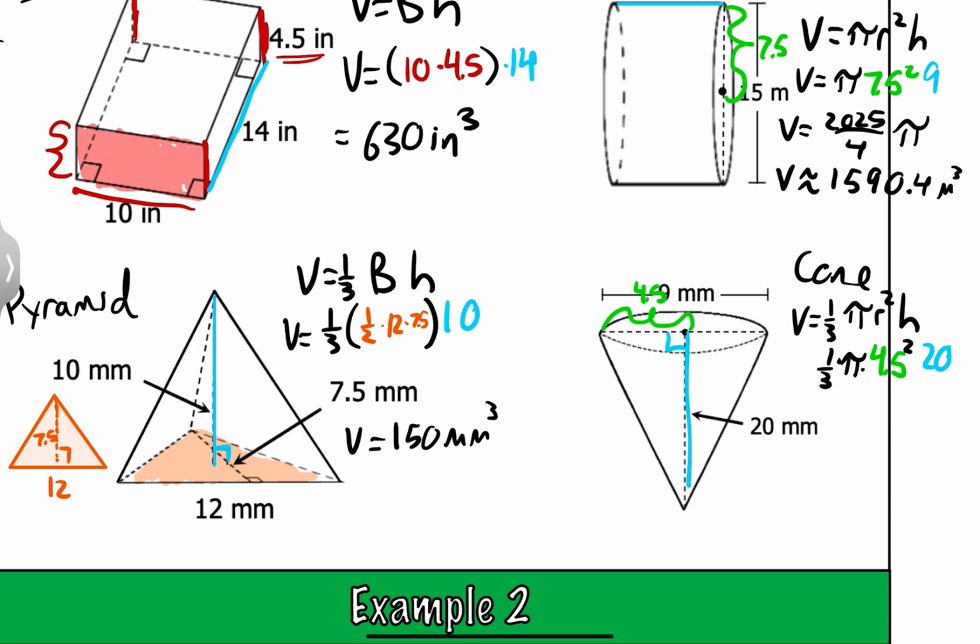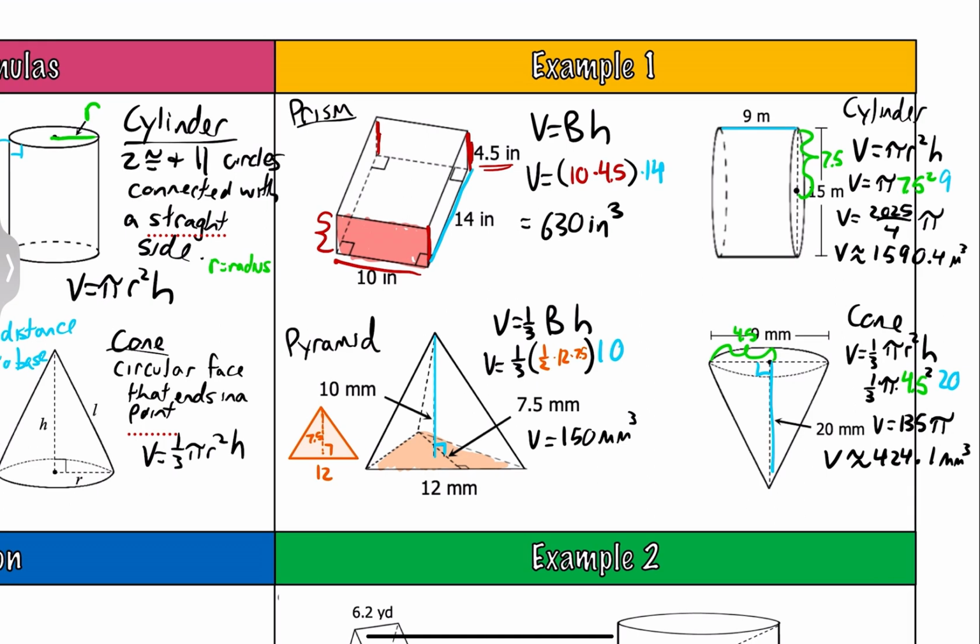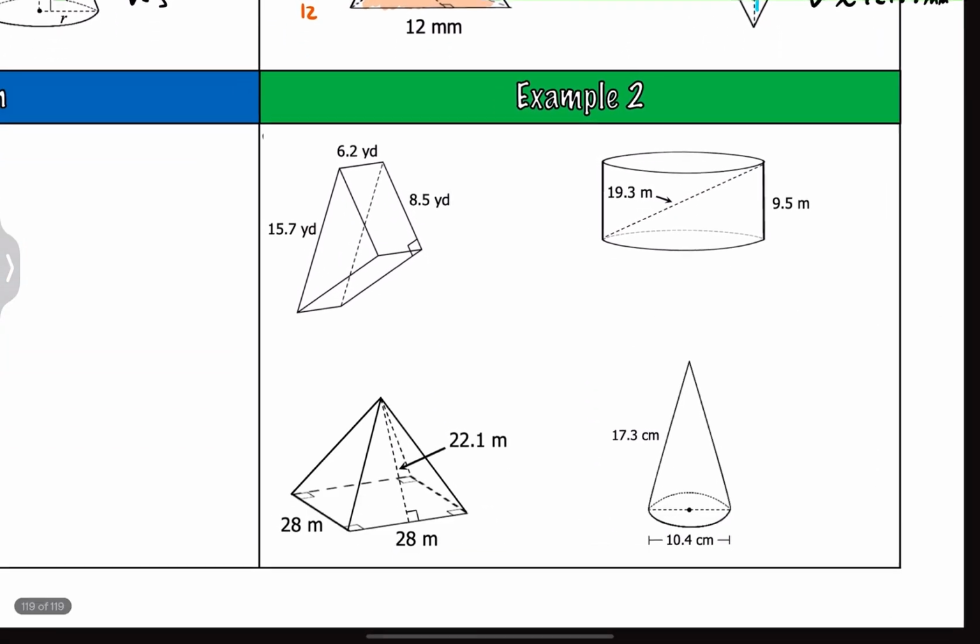So again, in terms of pi, if it's asked for, it is 135 pi. Volume as a number is about 424.1 cubic millimeters. So these are our basics. Now let's take a look where it's a little more indirect.